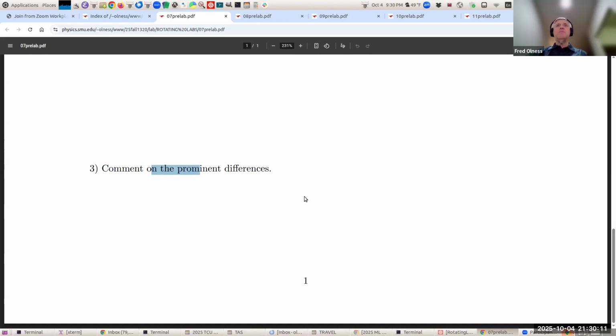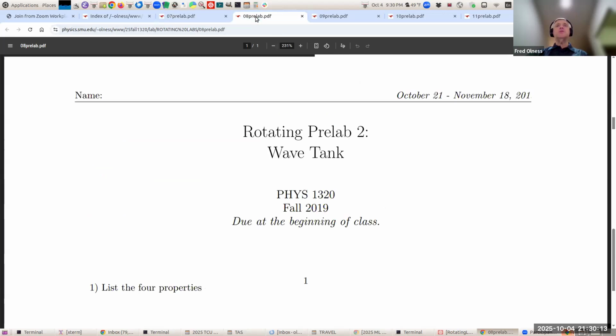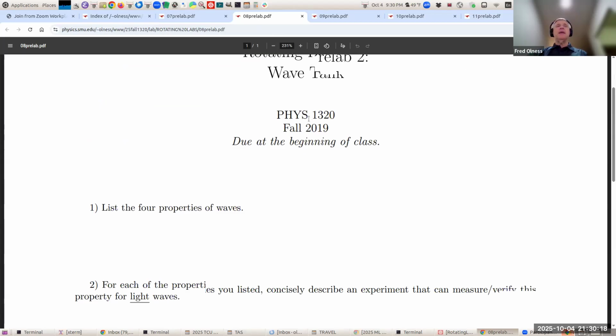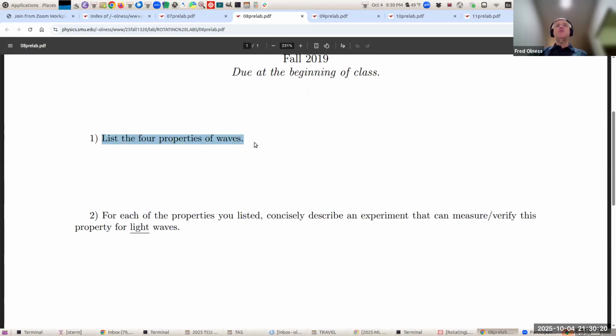Okay, enough on the first one. Let's go to the second one. This is the wave tank. And so we want you to list the 4 properties of the waves. That's reflection, refraction, diffraction, interference.